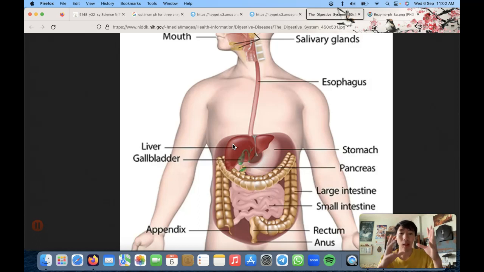Bile is this yellow, greenish liquid, right? This green liquid is a bit similar to detergent. If you go to your washing machine and you see the detergent, it's a bit similar to bile.